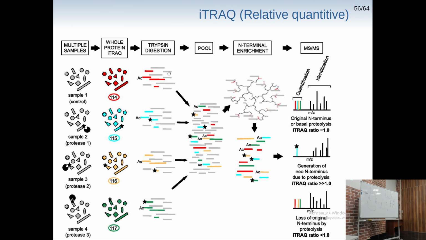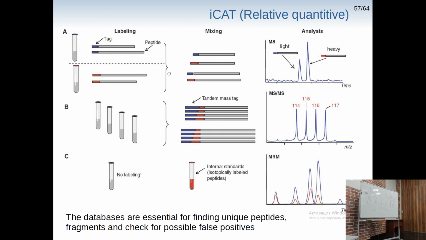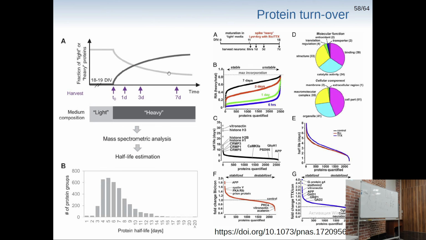There are iTRAQ, SILAC, ICAT, just different ways to label them. The idea is actually the same. I don't think that I will have to cover it. If you ever need to use this approach for quantitative proteomics, you will just buy this reagent and there will be some protocol on how to use it. The idea is some label, which we've just discussed already.